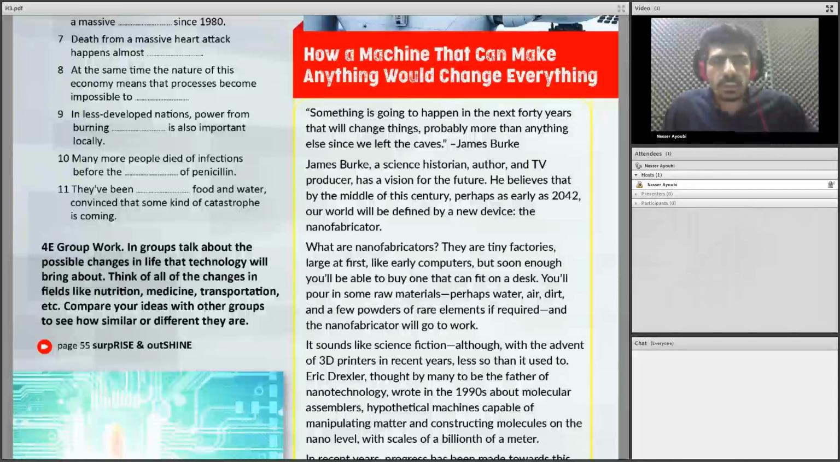What are nanofabricators? They are tiny factories, large at first like early computers, but soon enough you'll be able to buy one that can fit on the desk. You'll pour in some raw materials, perhaps water, air, dirt, and a few powders of rare elements if required, and the nanofabricator will go to work.